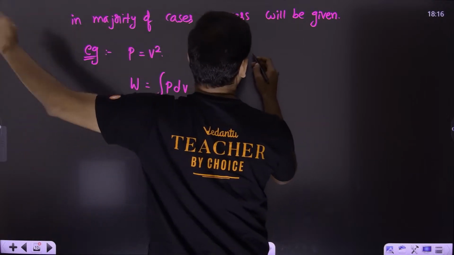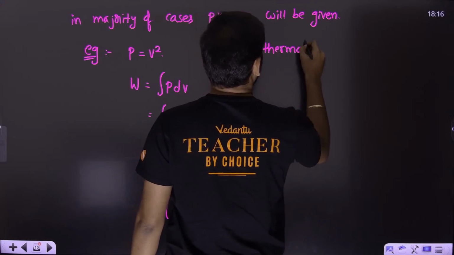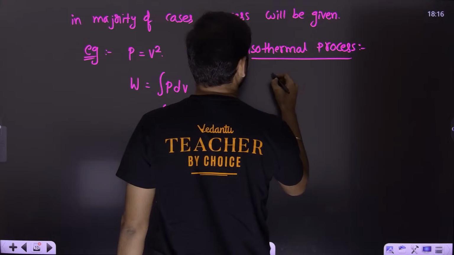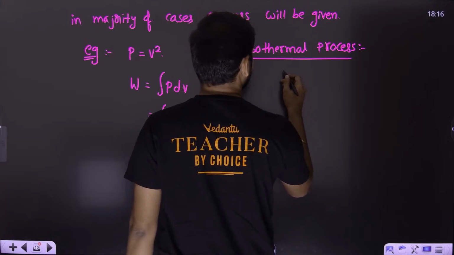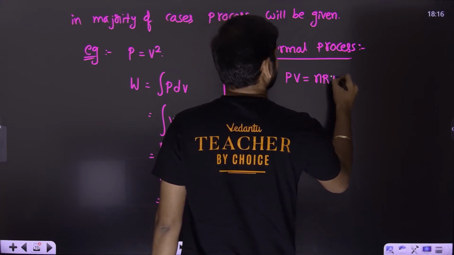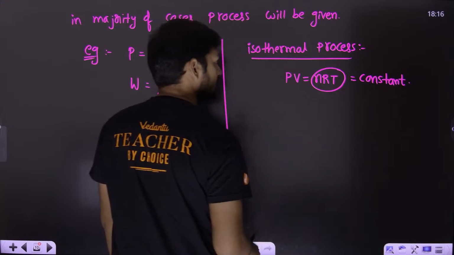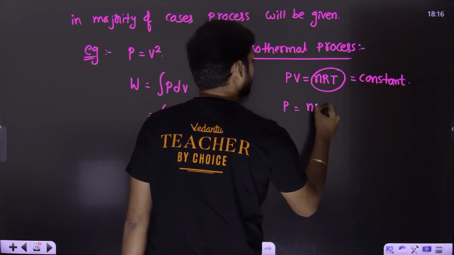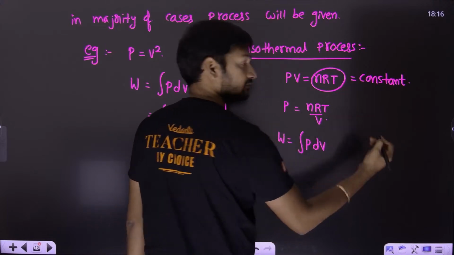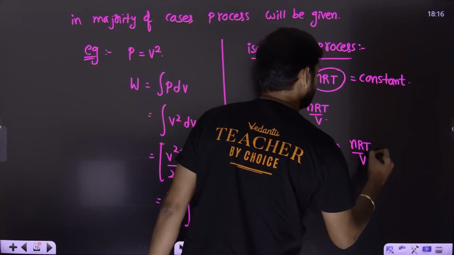For example, if they are going to mention isothermal process, then as they have mentioned the process, PV is nRT, and this one is constant because we are talking about isothermal. So from here, I can write P as what? nRT by V. And work is going to be what? Integral PdV. Right? So you can put the P value, which is going to be nRT by V dV.